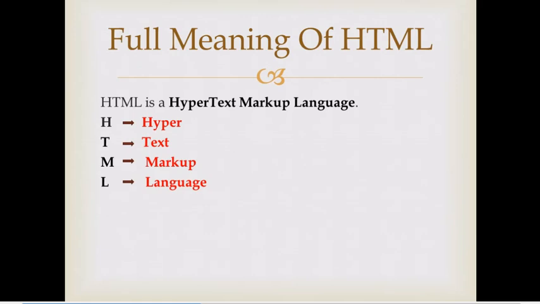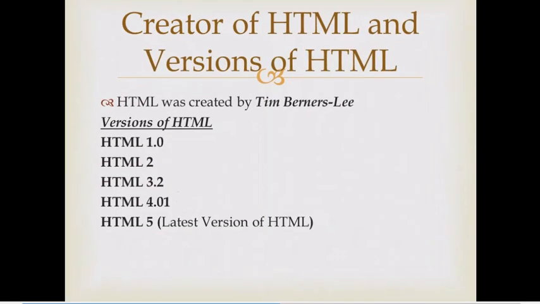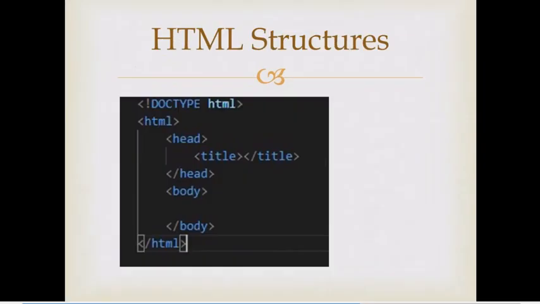Now, the full meaning of HTML. HTML is hypertext markup language. The H stands for hyper, the T stands for text, the M stands for markup, and the L stands for language. The creator of HTML is Tim Berners-Lee. These are the versions of HTML: HTML 1, 2, 3.2, 4.01, and HTML5, which is the latest version of HTML.